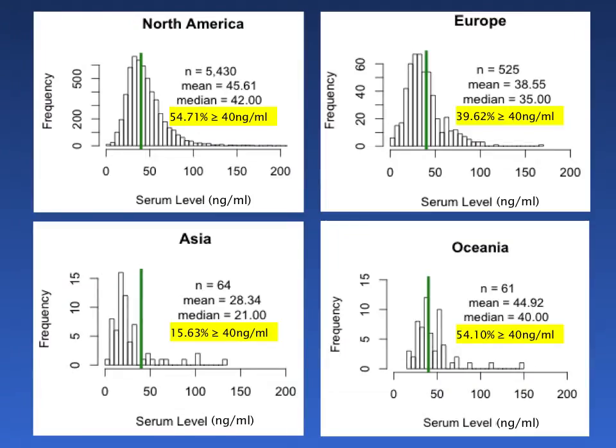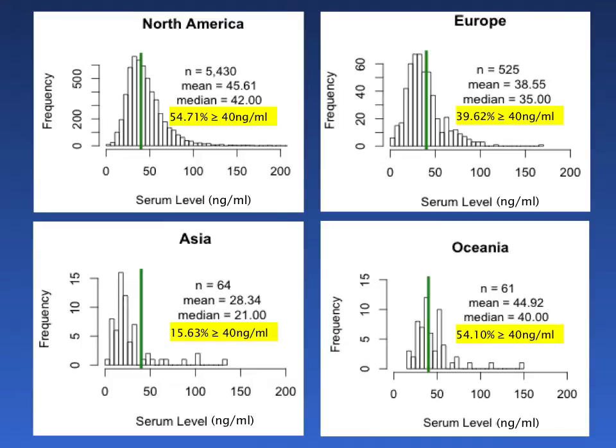These charts compare the average serum levels of different geographical regions of the world. The x-axis shows serum levels and the y-axis shows the number of participants. The green bars indicate where 40 nanograms per milliliter is on the graphs to show how many participants are below and above the serum level associated with the prevention of many diseases.